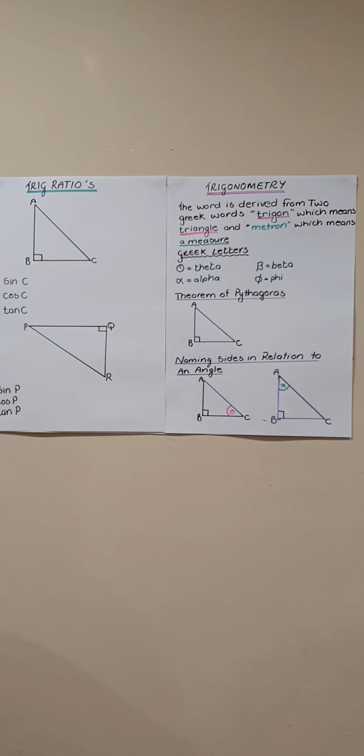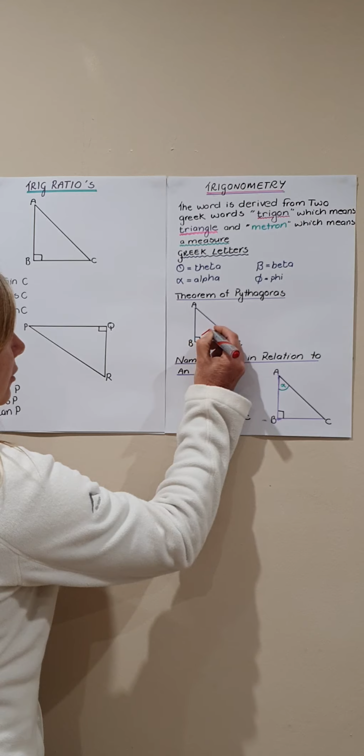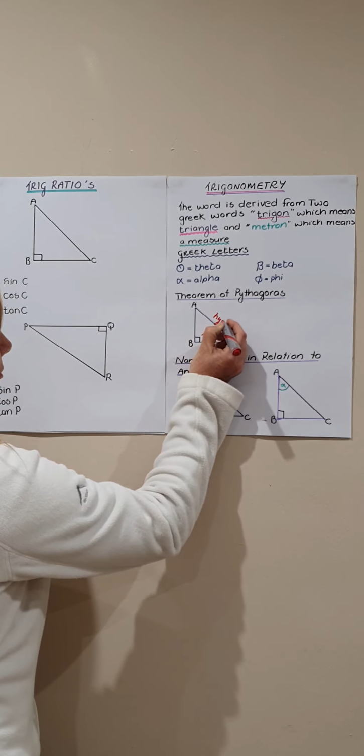Now we also need to look at, because we're dealing with triangles, we start off in grade 10 with what we call a right angle triangle. Now remember, in a right angle triangle, your side that is opposite your right angle is always called the hypotenuse.